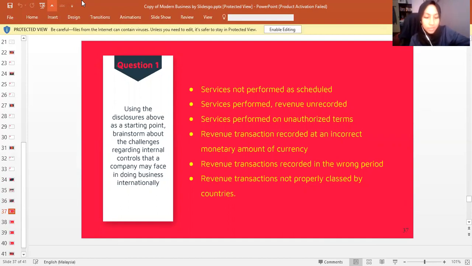Next, among the challenges of doing international business regarding internal control are also revenue transactions recorded at an incorrect monetary amount, where the international currency is different from the local currency. There were also challenges on revenue transactions recorded in the wrong period, or revenue transactions not properly classified by countries.